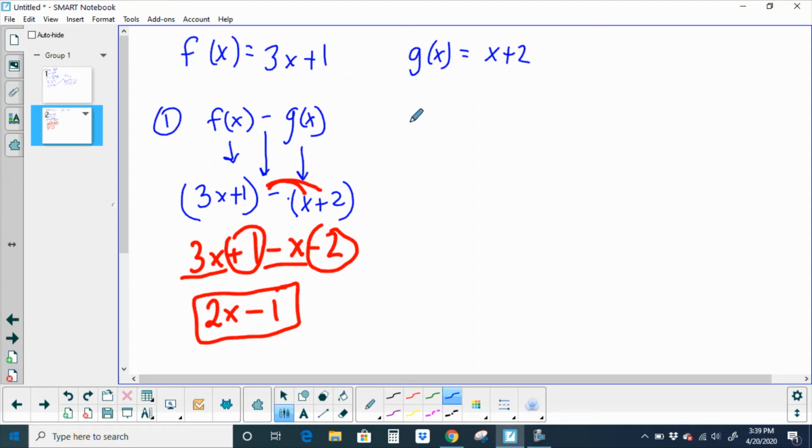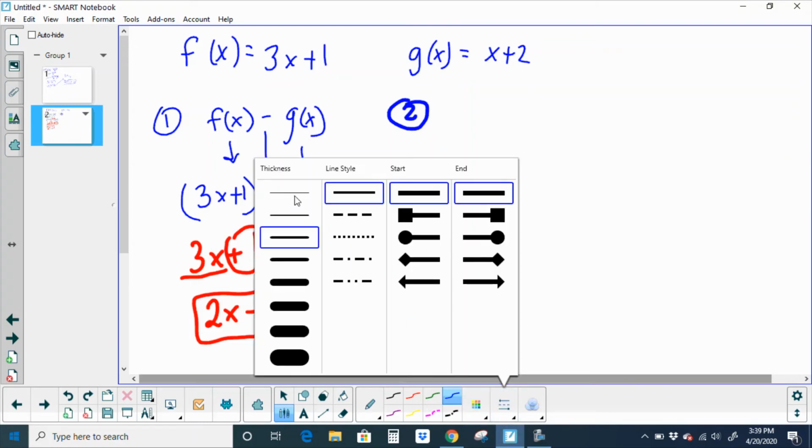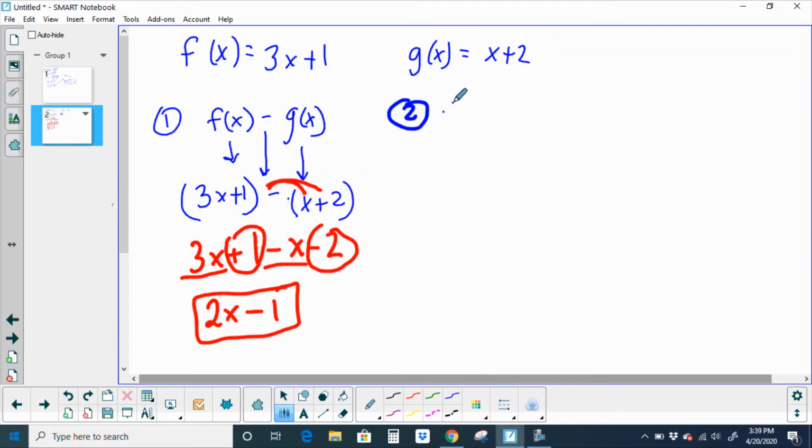Okay. So the second one, then let's do multiplication. So this would be like number 19. So this would be f of x times g of x. So I'll get f of x times g of x. So what is f of x? It's 3x plus 1. And what is g of x? It's x plus 2.